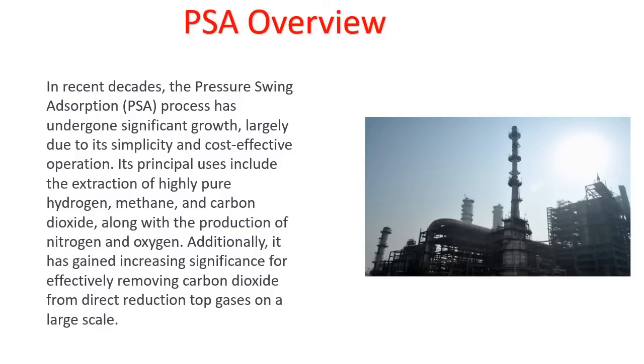The use of pressure swing adsorption process has undergone a tremendous growth during the last decades, mainly due to its simplicity and cost-effective operation. Its principal uses include the extraction of highly pure hydrogen, methane, and carbon dioxide, along with production of nitrogen and oxygen. Additionally, it has gained increasing significance for effectively removing carbon dioxide from direct reduction top gases on large scale.